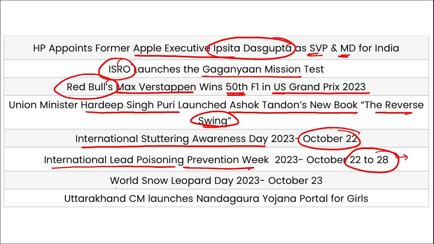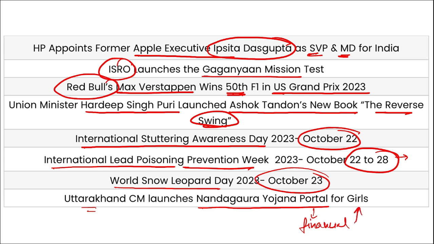the October month. World Snow Leopard Day is on 23rd October, and Uttarakhand's Chief Minister has launched the Nanda Gaura Yojana portal, and this portal is to provide financial assistance to the girls of Uttarakhand state. So these are your important current affairs for the day, friends.